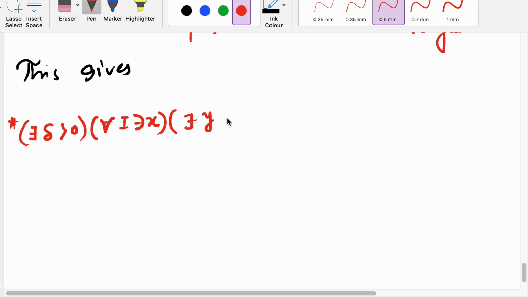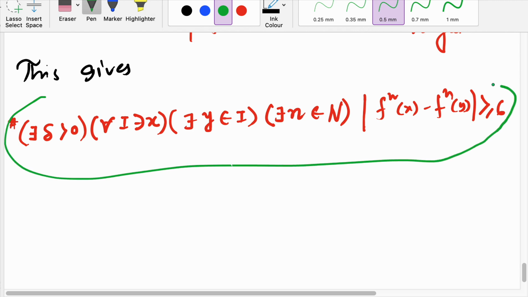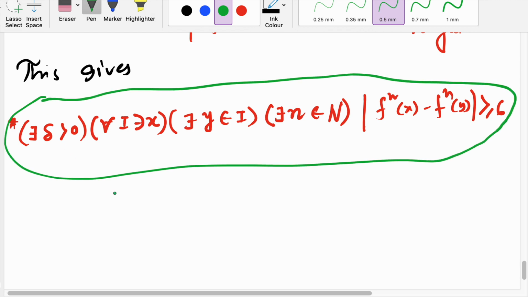There exists y which belongs to I. There exists n which belongs to the natural numbers, obviously. For that, |f^n(x) - f^n(y)| is greater than delta. Now this is the thing. Now let's make this statement's negation. What we'll do is replace this symbol by for all.